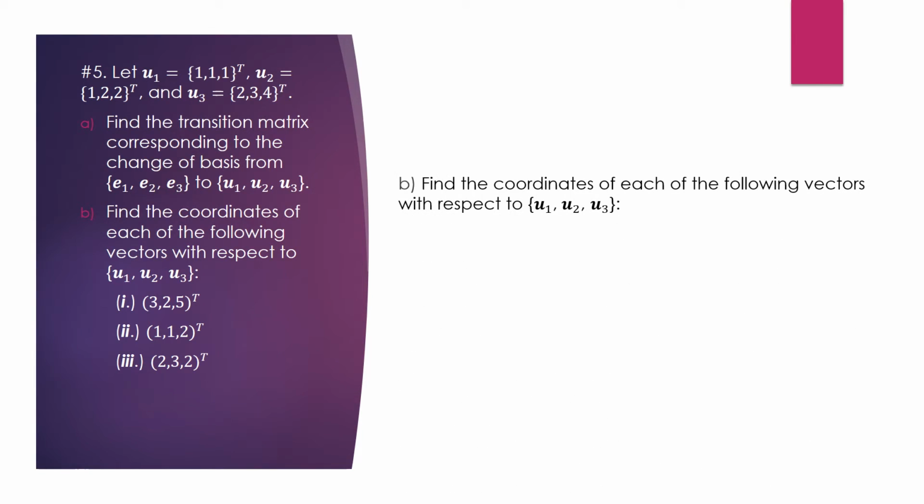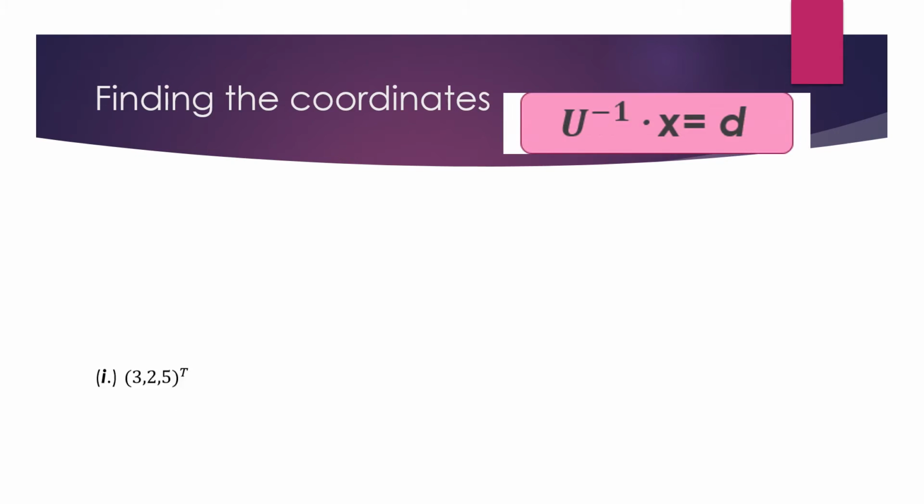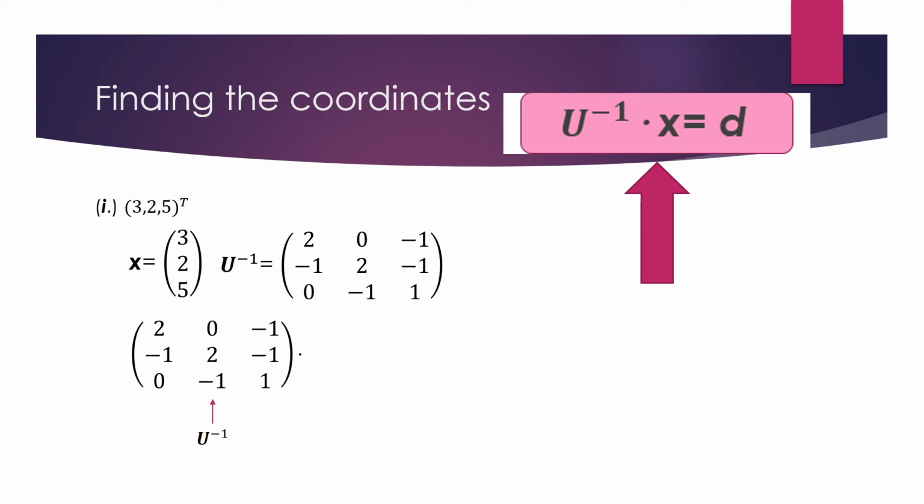Now, our part B says, find the coordinates of each of the following vectors. We're going to do these one by one. Now remember that for this part of our problem, we're going to be using this equation, U inverse times x equals d. Our first vector given is [3, 2, 5] transpose. We're going to name this vector x, and we know our U inverse from part A. Now we just substitute what we have into our equation. So we have our U inverse times our x.